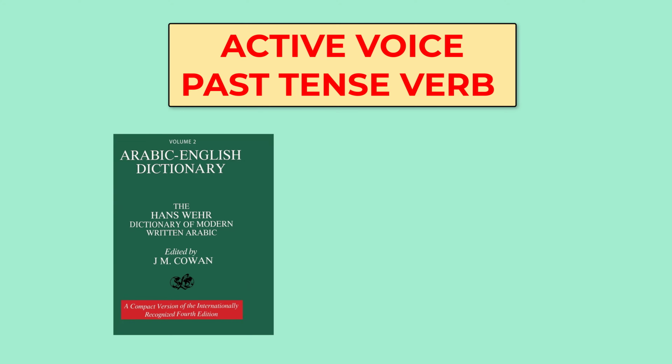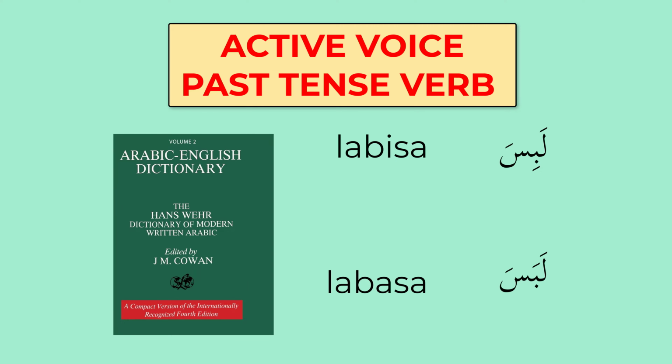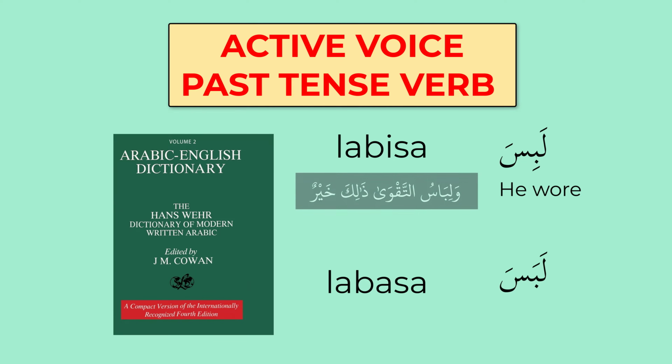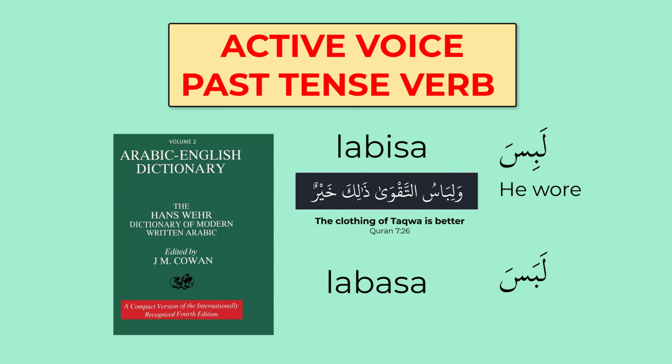As an example, we have these two verbs, labisa and labasa. Now they are both related in meaning. One of them means he wore, and that's transitive. So what did he wear? He wore clothes, for example. And it can also be used metaphorically, to wear something. Like when Allah subhanahu wa ta'ala talks about libasu taqwa, the covering of taqwa, of God consciousness.